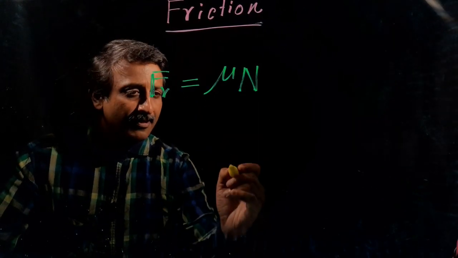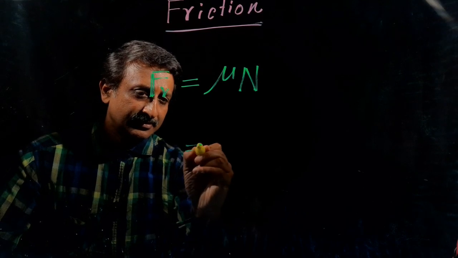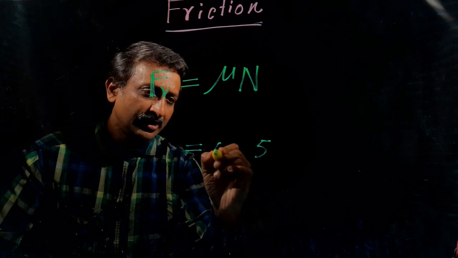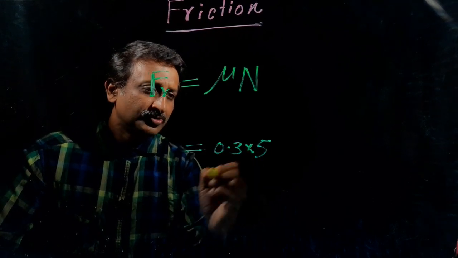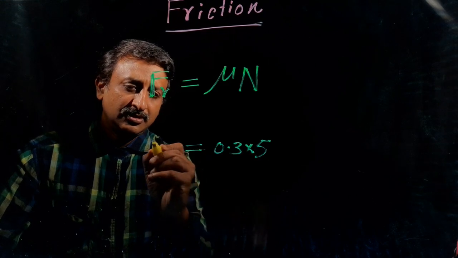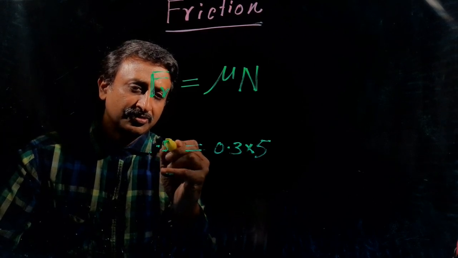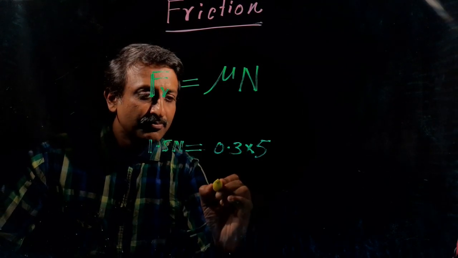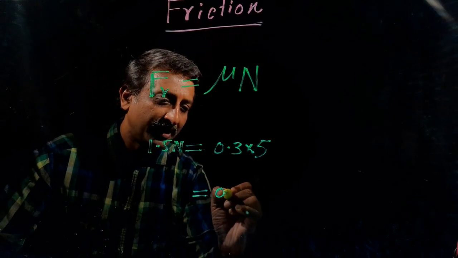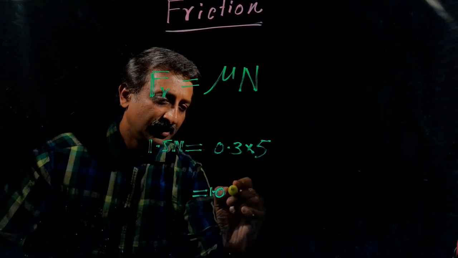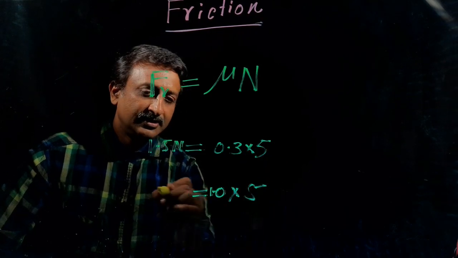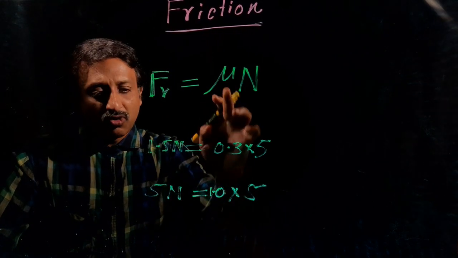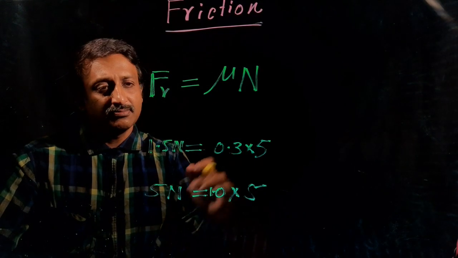Say for example, if n is 5 Newton and mu is 0.3, what will be the outcome? It is 1.5 Newton, right? 1.5 Newton. If this mu is more, say for example 1, multiplied by 5 Newton, then it is 5 Newtons of force. If the mu is more, then the frictional force is always more.